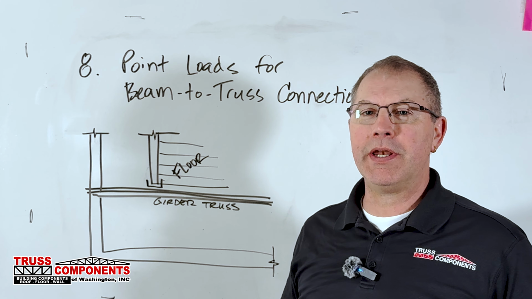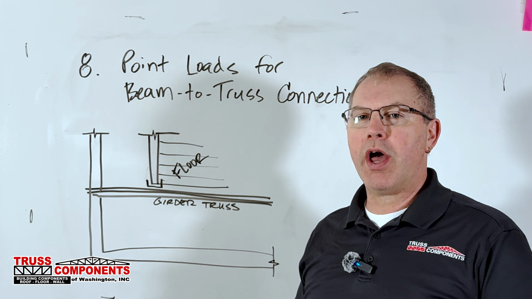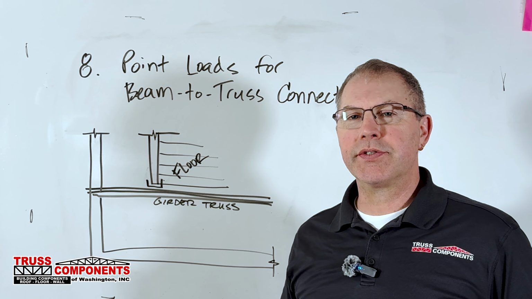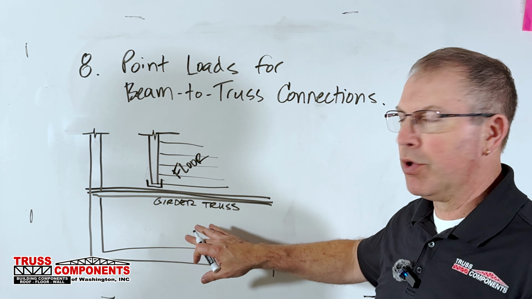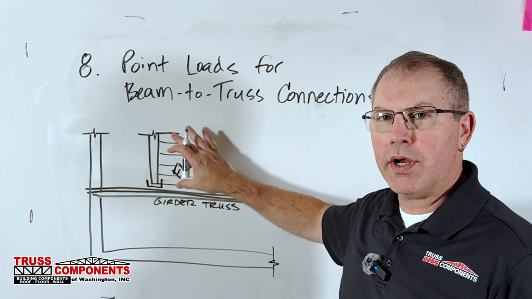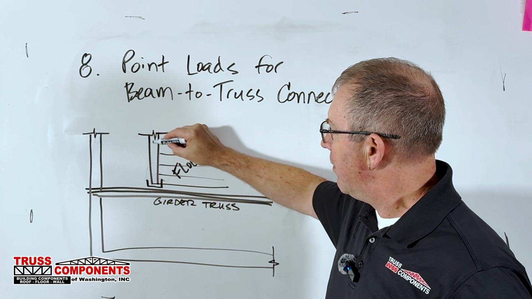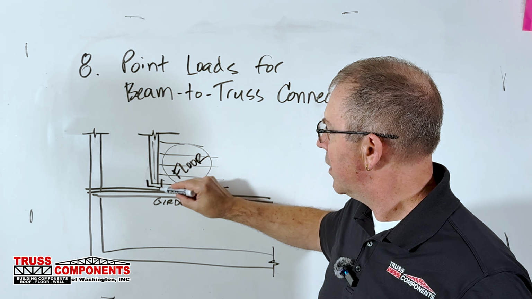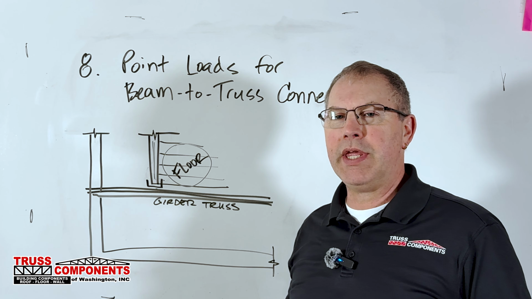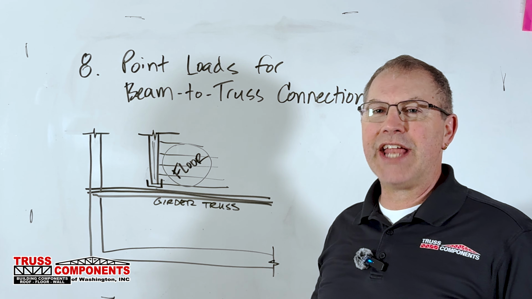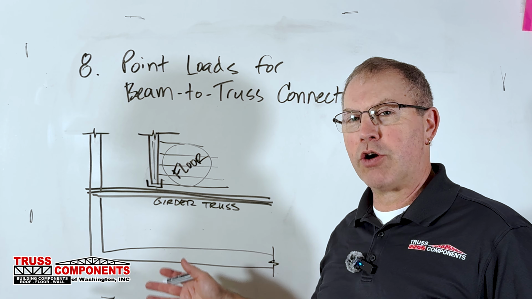Number 8 on our common missing details is point loads from beams to trusses. It's not out of the ordinary for a roof truss or a floor truss to be carrying a load from a different part of the structure. In this example, we've got a second or third floor that is being carried by a girder truss on the roof below. So this beam here is carrying all of this floor system. That's going to impose a load on this girder with this hanger here. We need to know what that load is going to be. That load should be provided by the engineer of record on the project. We just need to know what that load is, and then we can accommodate it in our trusses.